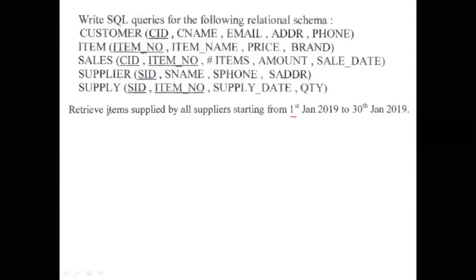And again here it is asked to retrieve the items. So in which table is it present? So this is present in the item table. So supplying date, where is it present? If you look at the item table, date is not present. In the supply table, the supply date is present. So in order to get this particular information, we need the supply table.